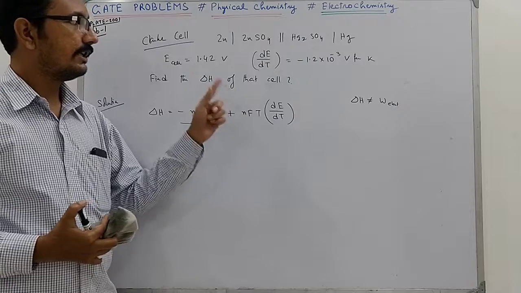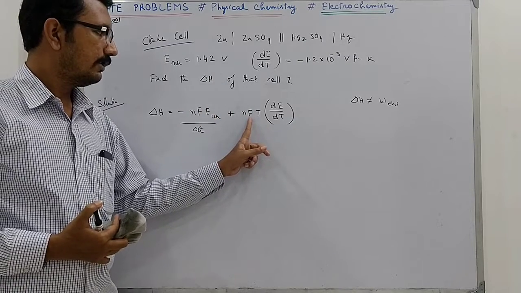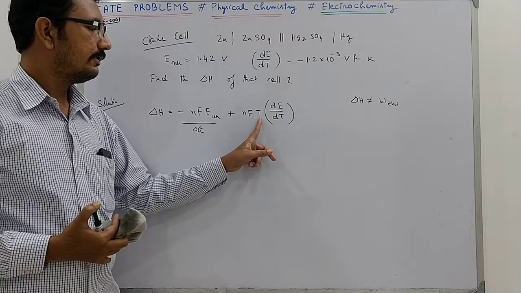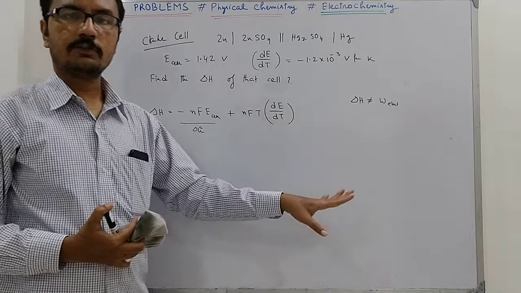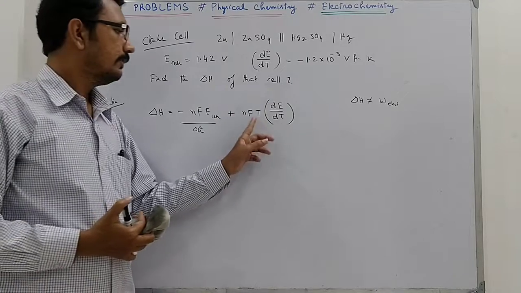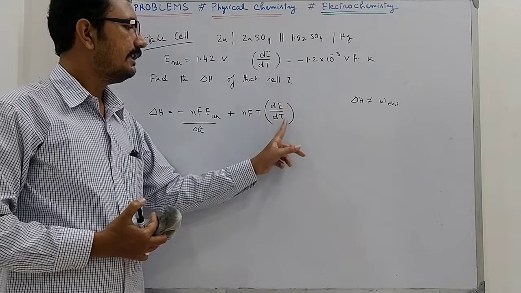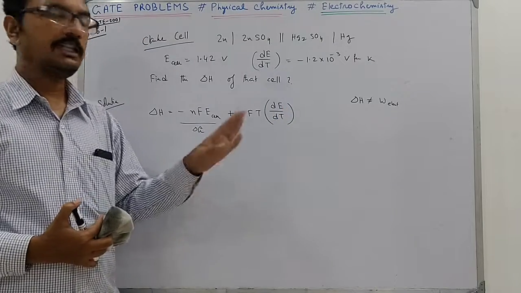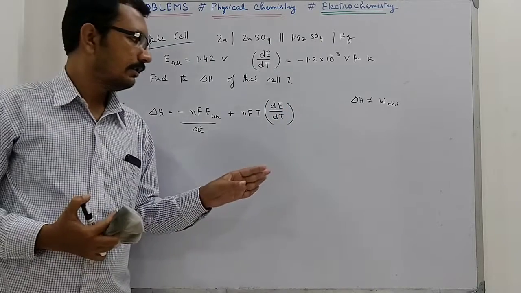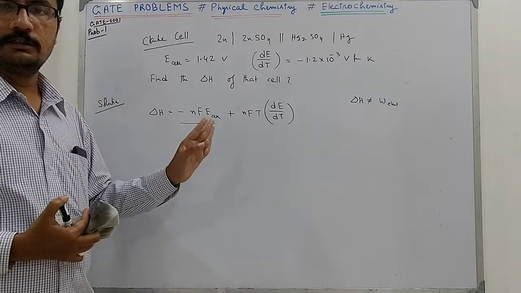Now if the cell reaction actually happens, it will not be 0. F is not 0. If temperature is 0, then the entire thing will be stopped. There will be no transfer. Everything will freeze. So temperature is not 0 here. So the only possibility is that dE by dT must be 0. Now dE by dT cannot be 0. So we have del H not equal to electrical work.